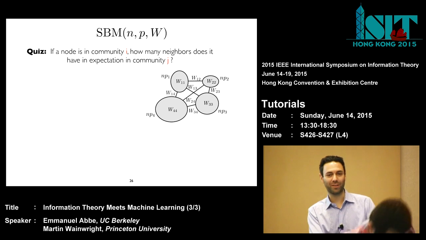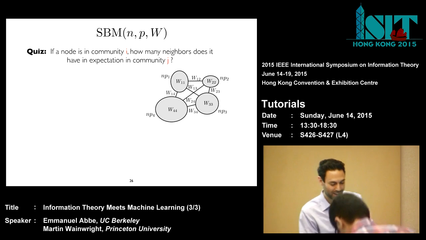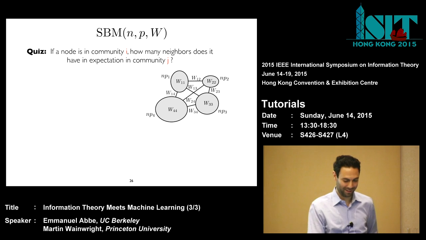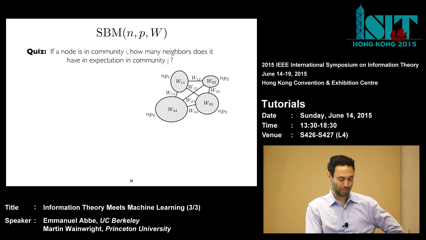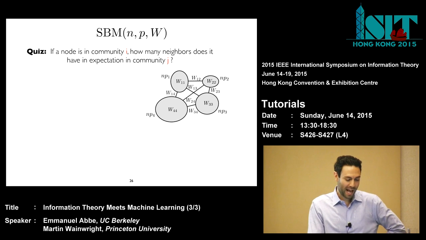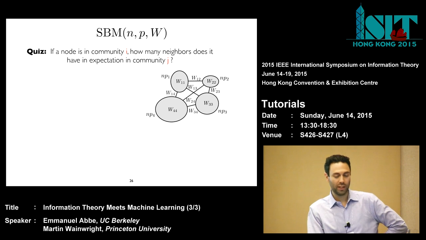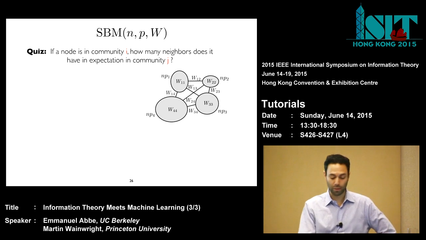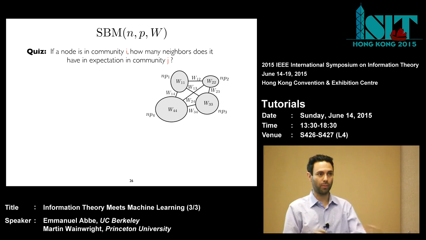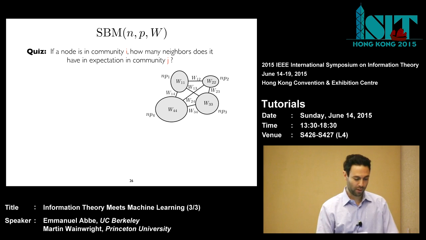So here's the quiz for the audience. There's only one quiz, and it's to see if you have the parameters in mind, because then it's going to evolve quickly using those parameters. The question is, if a node is in community I, how many neighbors does it have in expectation in community J? So you have to remember the model how it is. n P_i is the number of nodes in each community, and W_ij are the connection probabilities from community I to J. So here are the possible answers.